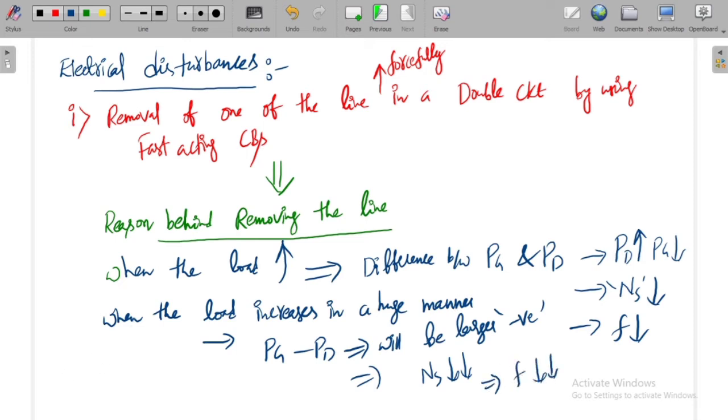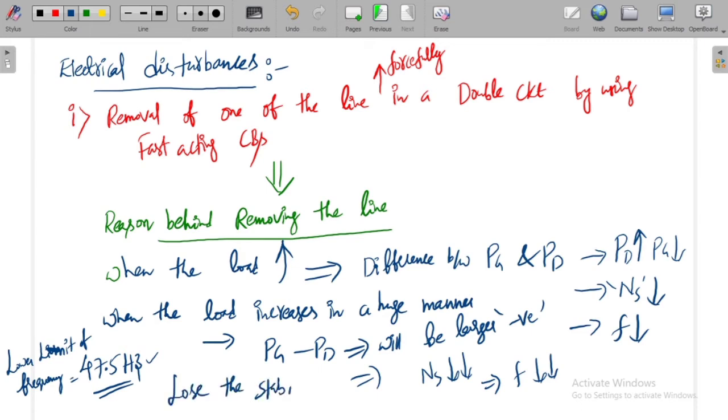So there is a limit for frequency actually, which is a lower limit for frequency: 47.5 Hz. When the load increases in a larger manner, it makes the speed of the synchronous generator reduce in a larger manner. When it reduces further, the frequency goes beyond 47.5 Hz, so the system will lose stability. Frequency collapse will happen when the frequency is reduced below 47.5 Hz.